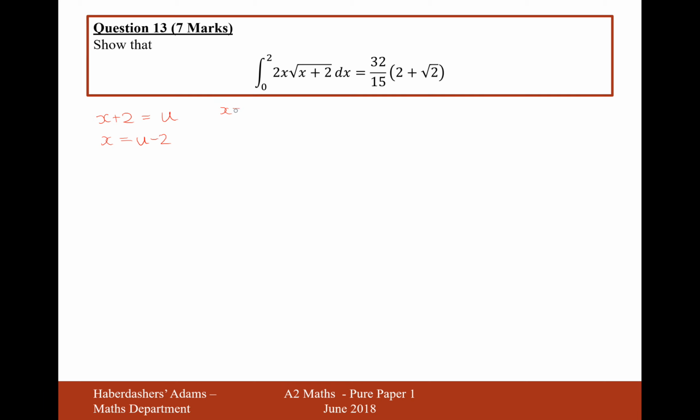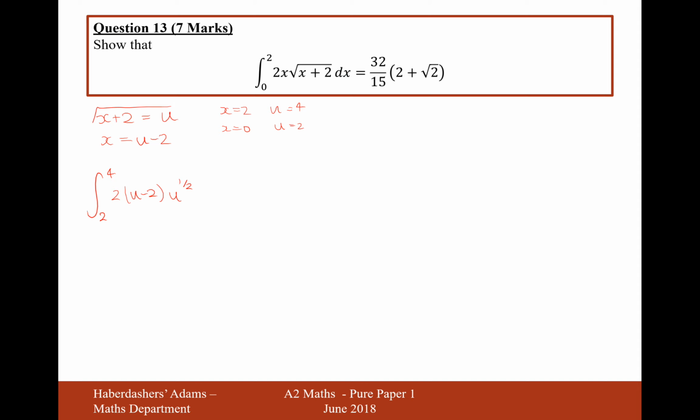Now when x is equal to 2, u is going to equal 2 plus 2, that's 4. And when x is equal to 0, u is going to equal 2. So now my new limits are from 2 to 4, and it's going to be of 2 times x, now x is just u minus 2, and times the square root of x plus 2, but I'm going to substitute in u, so it's going to become u to the power of a half. I also need to now sort out this dx at the end.